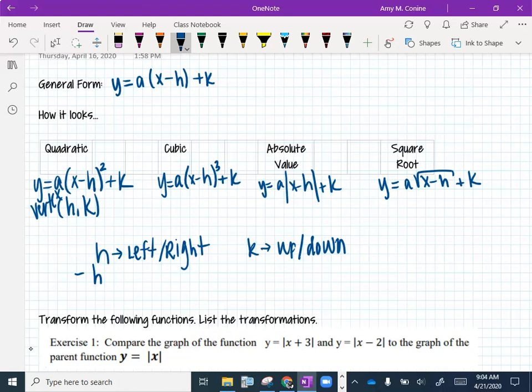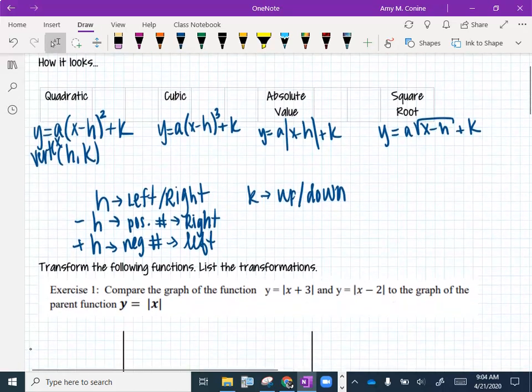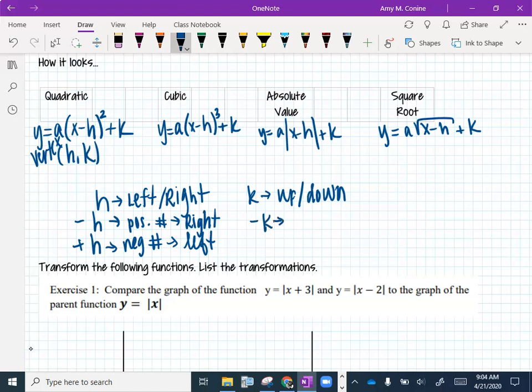Remember, a negative h really means you have a positive number, and that's something we talked about with quadratics, which means you're moving to the right. If it's a plus h, that's really a negative number, and that means you're moving left. We're going to practice this idea. Just to be thorough, if you have a negative k, you're going down. If you have a positive k, you're going up.